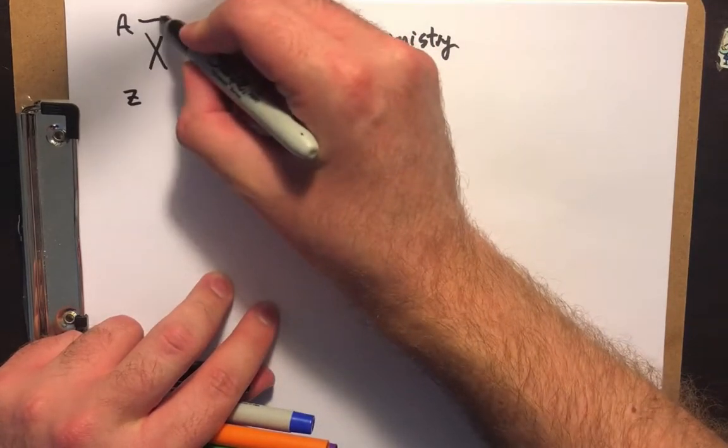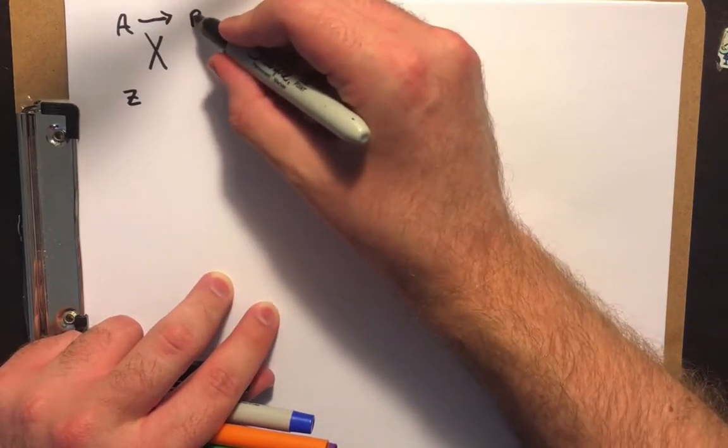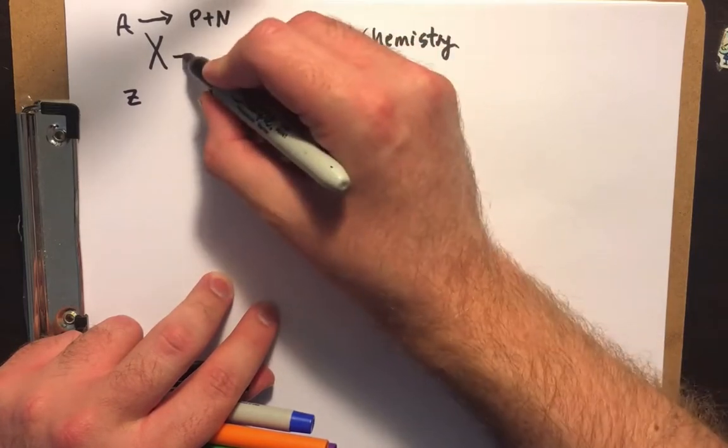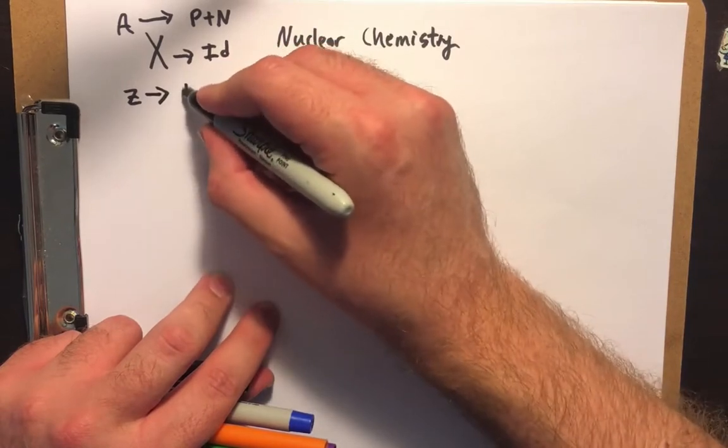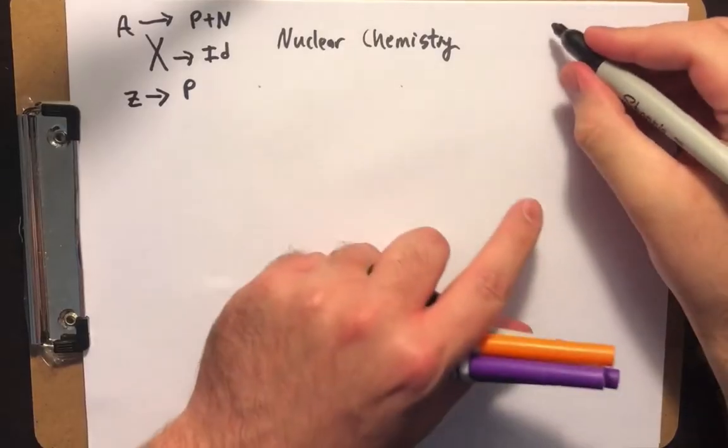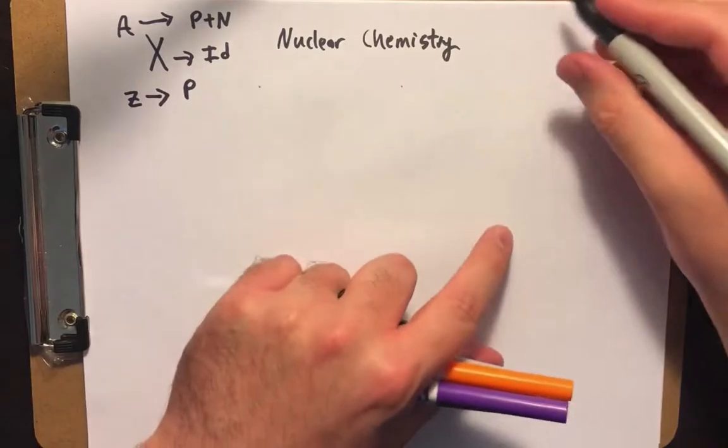So remember that A up here at the top is the number of protons plus the number of neutrons. X is just the identity of your element, and Z is simply the number of protons that you're working with.